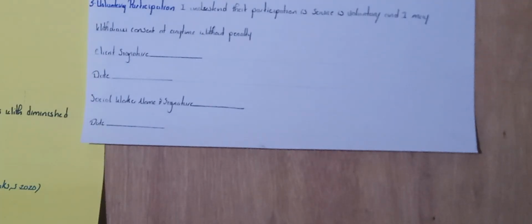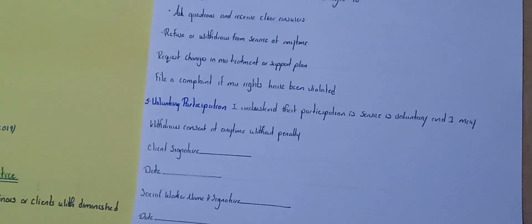And so these are the components of the confidentiality form and all that it contains. And these are also the definition and components of the informed consent form and the information the form contains. Thank you.